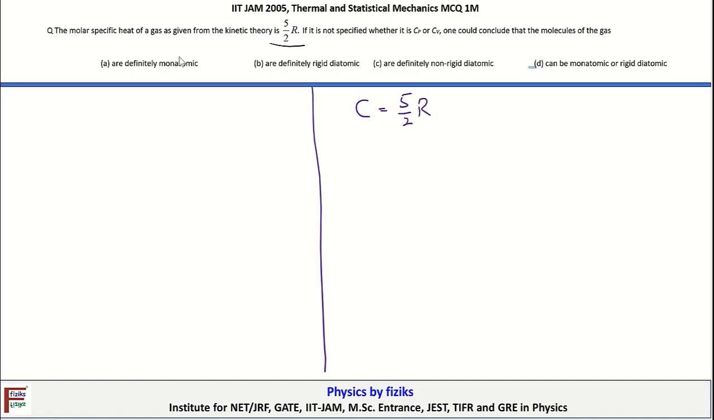It's not specified whether it's Cp or Cv, so out of these four options we have to identify for which particular case the molar heat capacity comes out to 5/2 R. It could be Cv or Cp. So let's first continue with the monatomic gas.